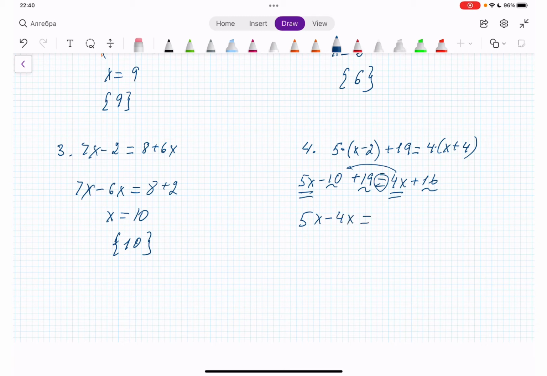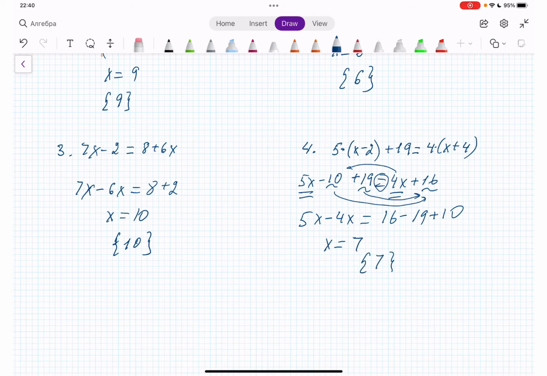Positive becomes negative. Next, 16. This positive 19 moving over here is going to be minus 19. And negative 10 moving over here will be positive 10. So we have 5x minus 4x is equal to x. 16 minus 19 is negative 3. And negative 3 plus 10 is equal to 7. That's it. We got our answer: 7.